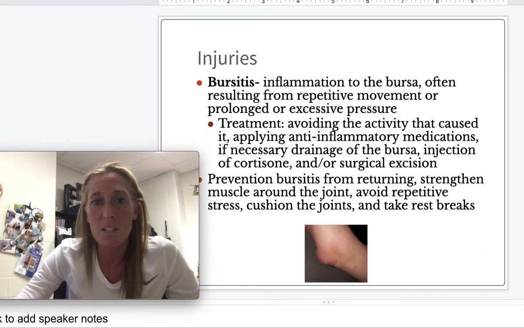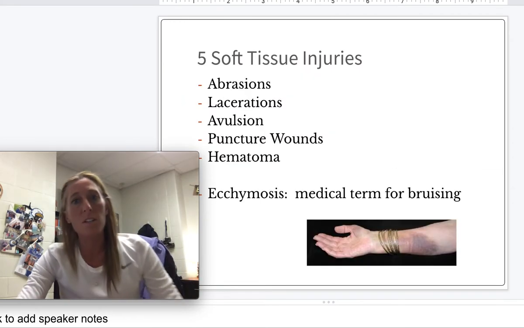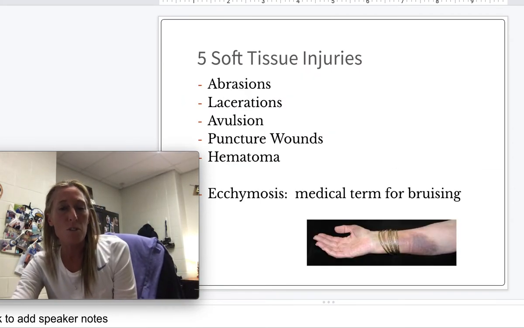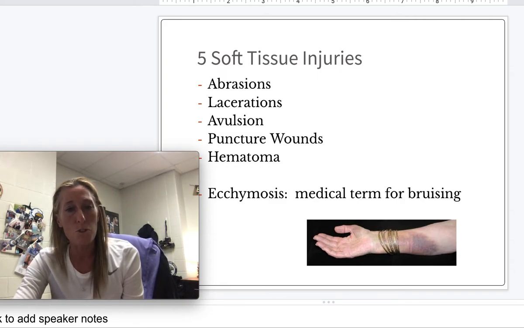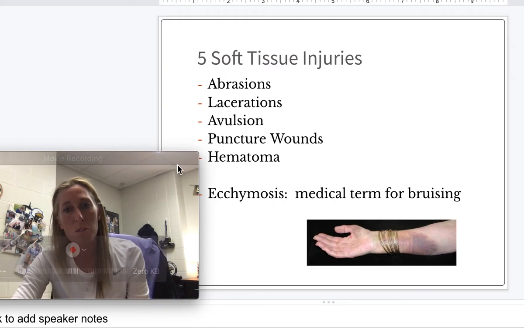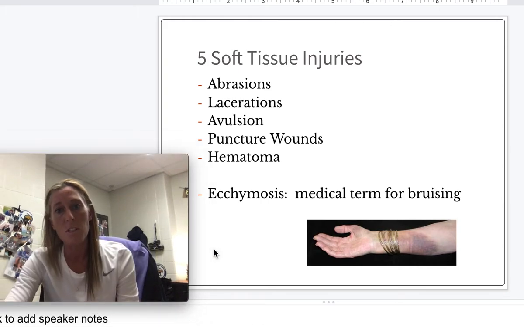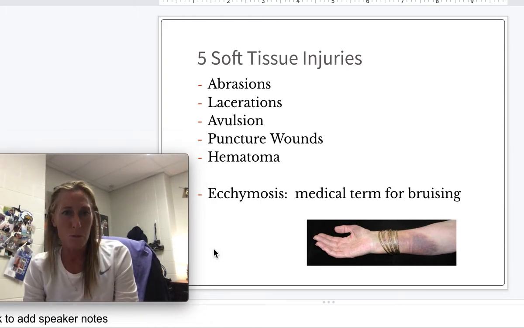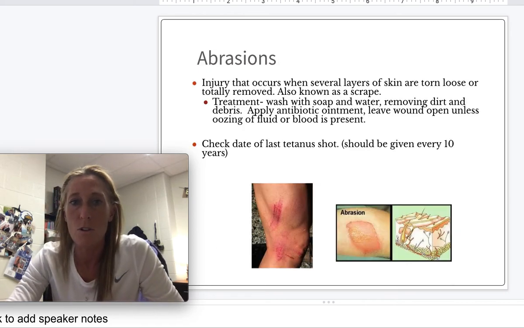Bursitis. Bursitis is inflammation of the bursa sacs. I think this is where we're starting today. 5 soft tissue injuries. We'll go through abrasions, lacerations, avulsions, puncture wounds, and hematoma. Ecchymosis, I think we had on one of the slides yesterday, but ecchymosis is the medical term, just the bruising and the discoloration. So you can see that right here on this person's arm.